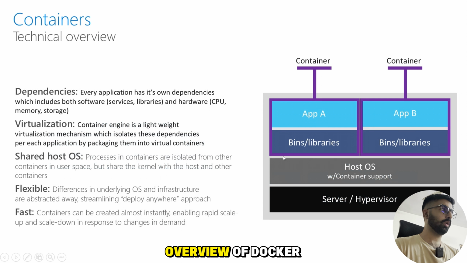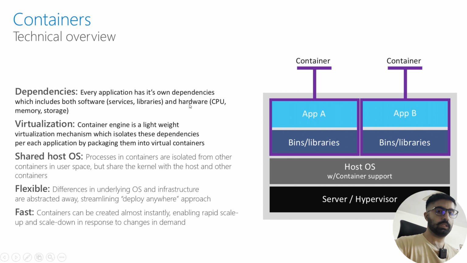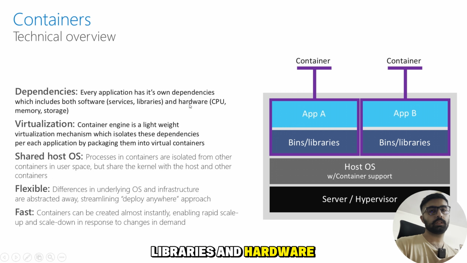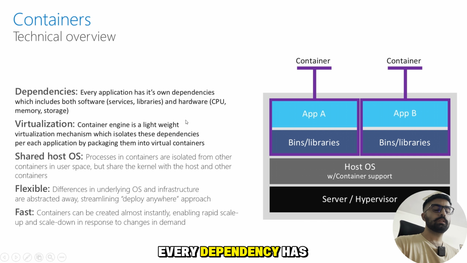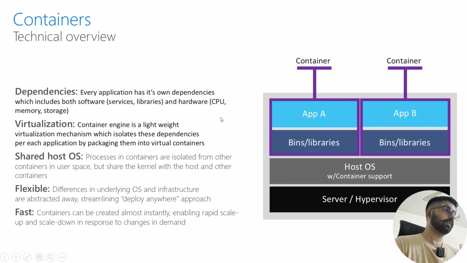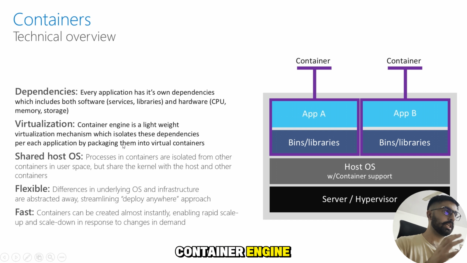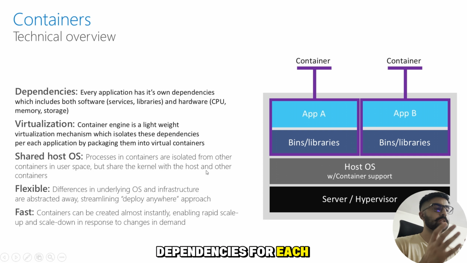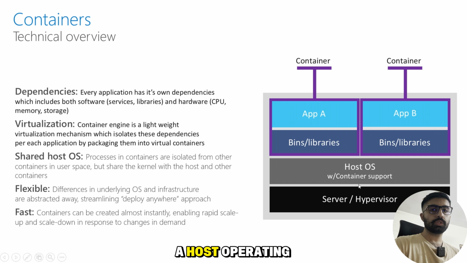Then a technical overview of Docker containers. Every application of course has its own dependencies, which include software, services, libraries, and hardware, such as CPU, memory, and storage utilization. Every dependency has its own role and its own working. Then we have the concept of virtualization. The container engine is a lightweight virtualization mechanism which isolates these dependencies per application by packaging them into a virtual container. It is also, as you can see over here, shared by a host operating system.